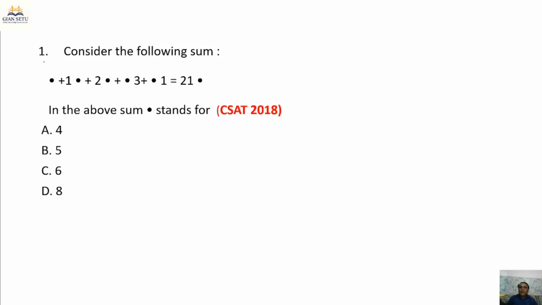So question number 1 is, consider the following sum. Dot plus 1 dot plus 2 dot plus dot 3 plus dot 1 is equal to 21 dot. In the above sum, dot stands for, okay, and the options are 4, 5, 6, 8. This question was asked in UPSC CSAT 2018. Now we need to find any digit in place of dot which satisfies the above equation. Okay, let's suppose in place of dot we have x.